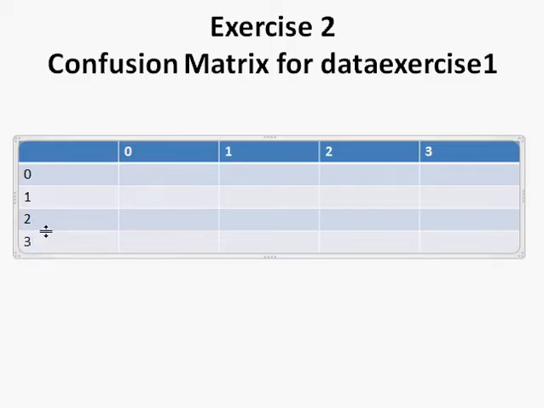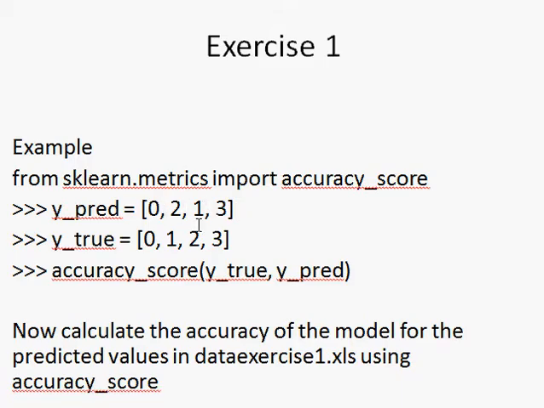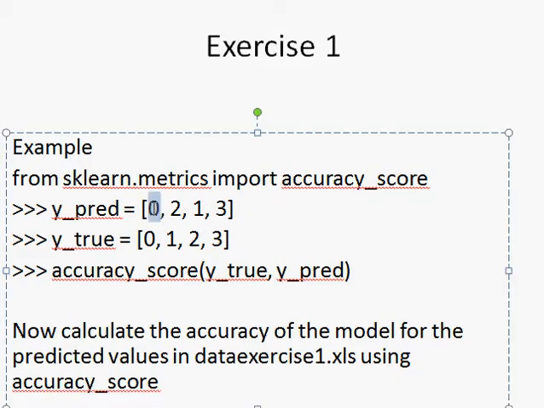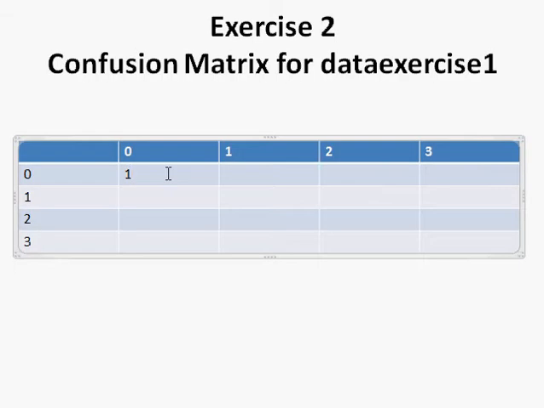But if we remember, let's go back to our data. Okay, so these were our values. So our predicted 0 was from category 0. So we go to the first box on the table and put a 1 here. Okay, so when we predicted a 0, it was a real 0.